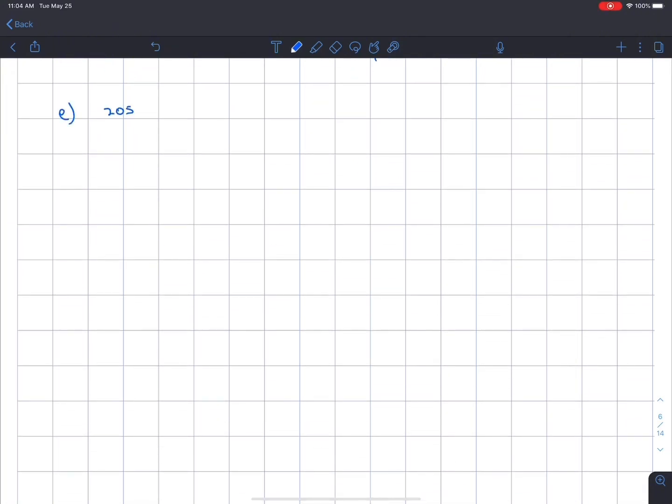E, 205%. This is 205.0. Move the decimal point 2 to the left, and we get 2.050. So again, the ending 0 doesn't really mean anything, so normally we just don't write that out. F, 82 and 9 over 10%. So if you know that 9 over 10 is just 0.9, you can say that this is 82.9%. And then now we can move the decimal point 2 to the left, 1, 2. So this becomes 0.829.